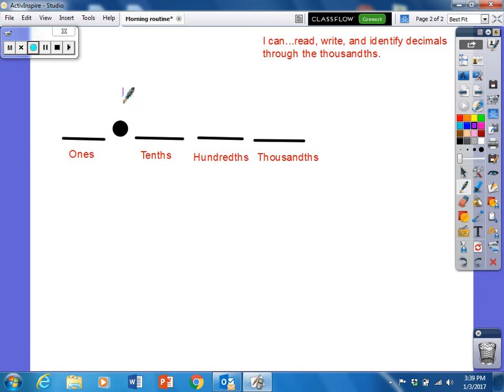When we read the decimal, we read it as the word and, not point or dot. So let's go ahead and practice writing some decimals.